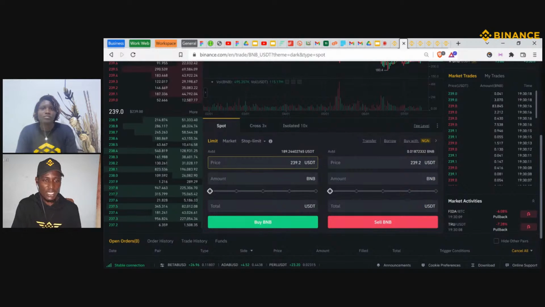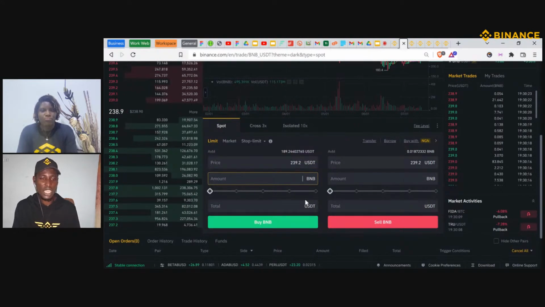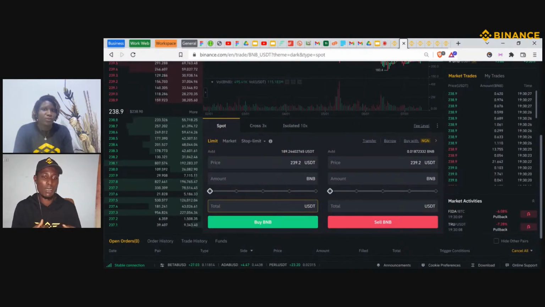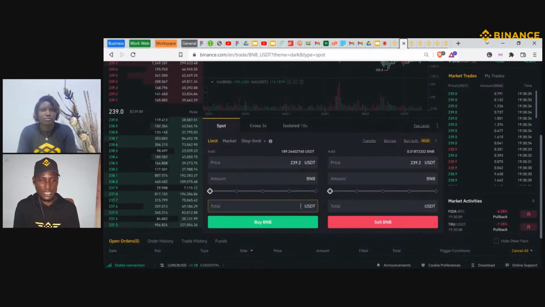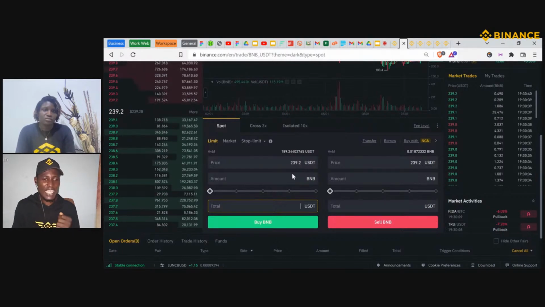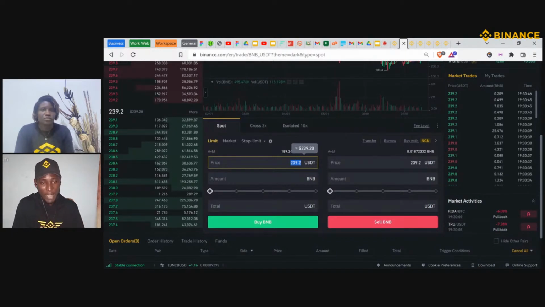Now, you have three boxes here. You have the price box, you have the amount in BNB that you want to purchase, and you have the total USD that you are willing to spend to purchase this BNB. You wouldn't have to worry about filling information in all these boxes because they are virtually automated. But the most important aspect you have to pay attention to is the price, the limit price. This limit price is the price at which you are willing to buy. We are buying now, so it's how much you are willing to pay for BNB.